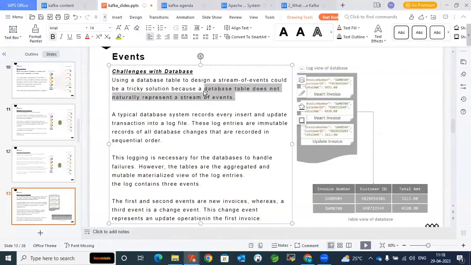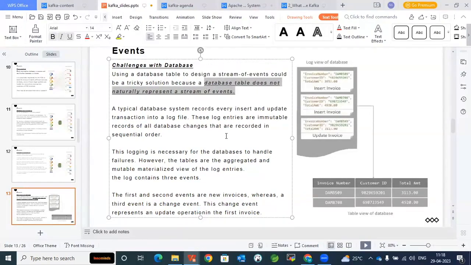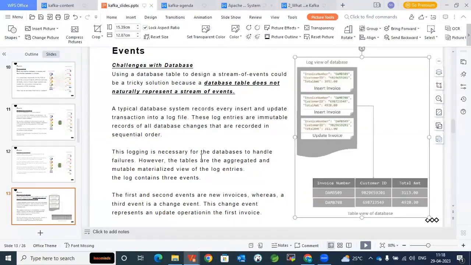So please concentrate on this statement. A database table does not naturally represent, say, a stream of events. Why? We will conclude in a couple of slides, in a couple of discussions. Now consider one scenario where the database is not suitable for a stream of events.